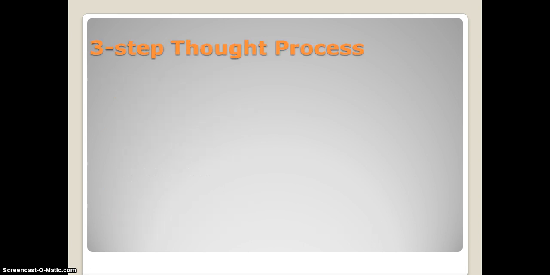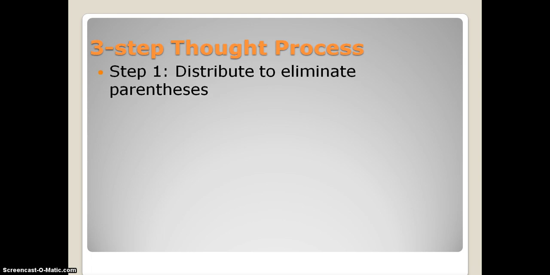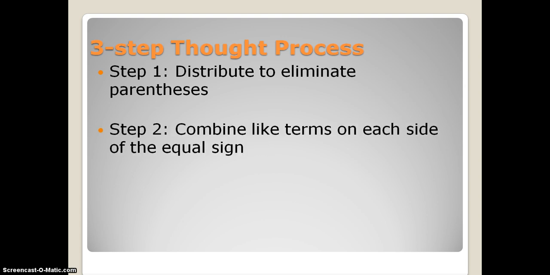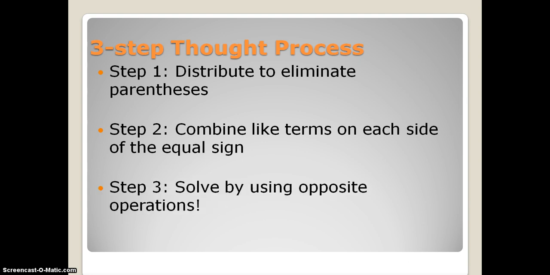So there's a three-step thought process that I want you to think about when you're solving these problems. Your first step is to distribute to eliminate parentheses, and I'm going to review that in a moment. Step 2, you're going to combine like terms on each side of the equal sign. We're also going to review that. And then finally, step 3 would be to solve by using opposite operations.